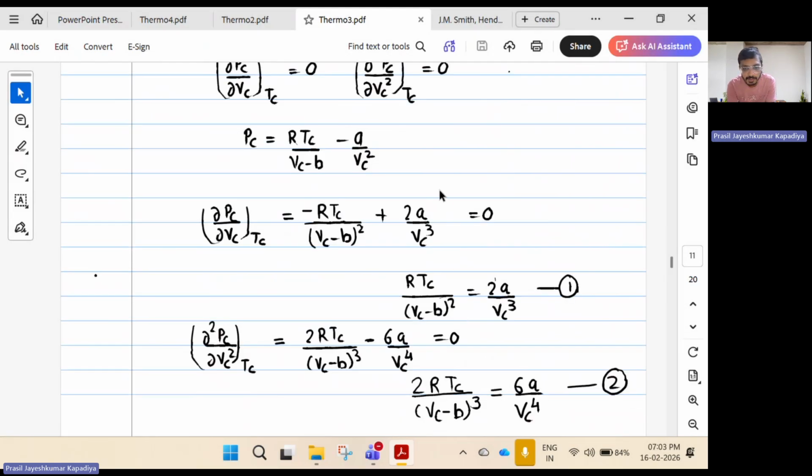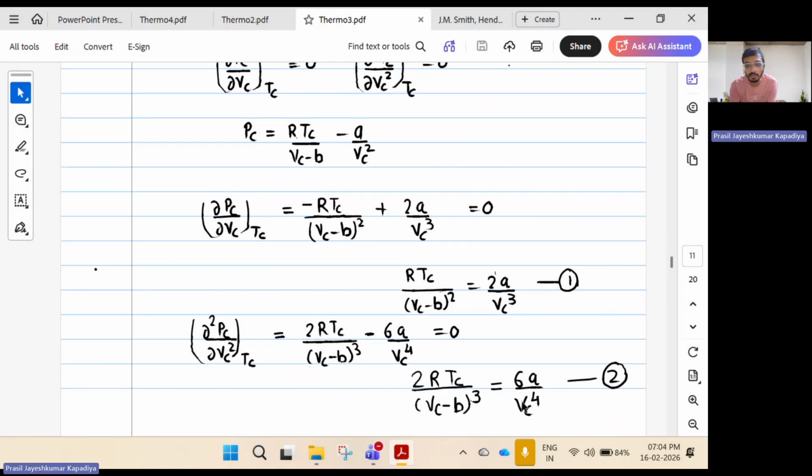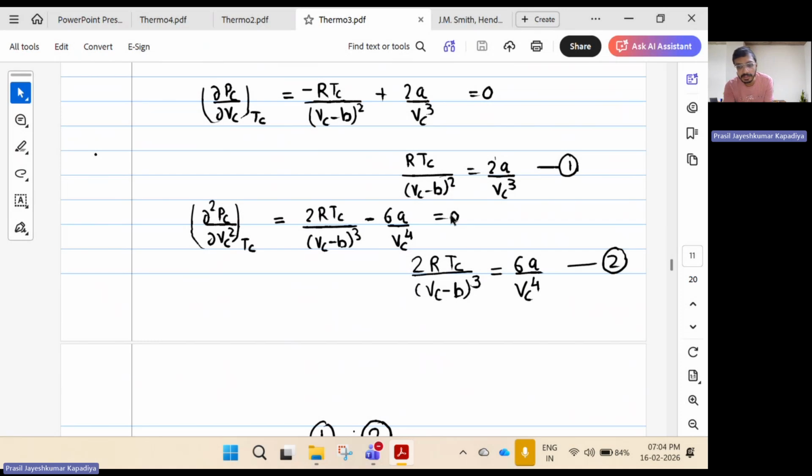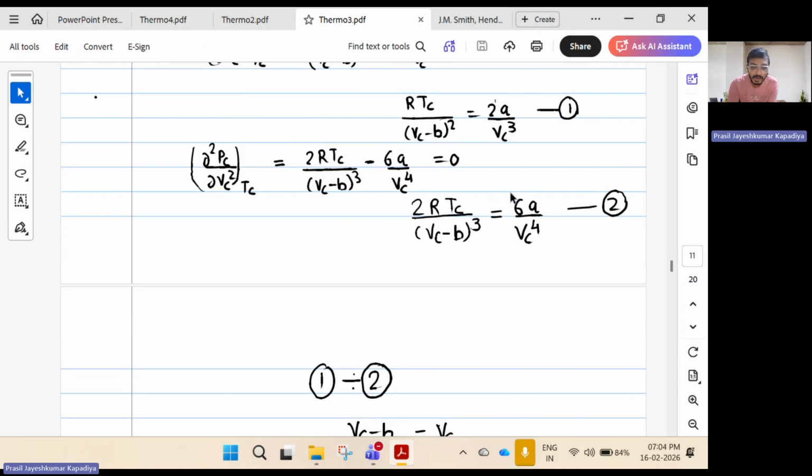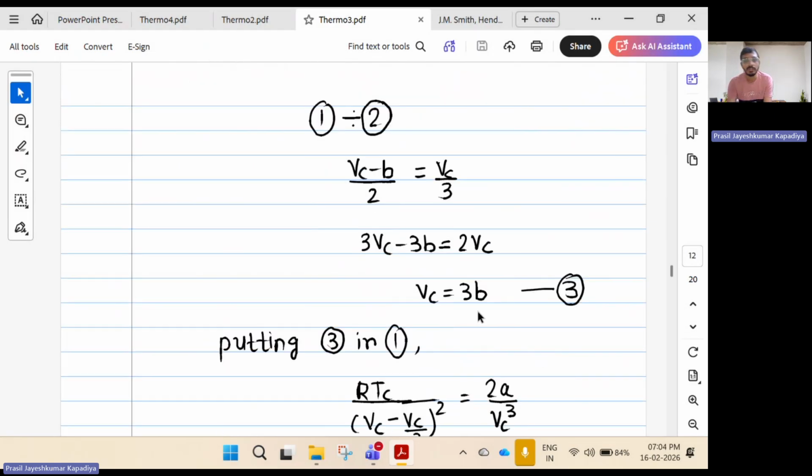Then similarly, if I differentiate this equation with respect to V once again, I get 2RTC divided by (VC − B) whole cube minus 6A divided by VC raised to 4. This is also 0 at the critical point. So we can equate these two. Now if I divide 1 by 2, I get that VC is equal to 3B.